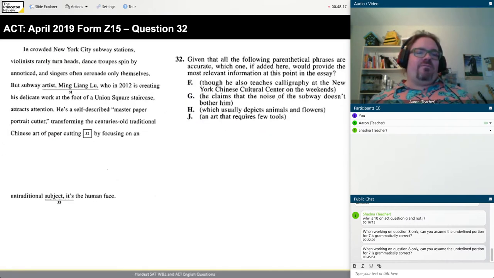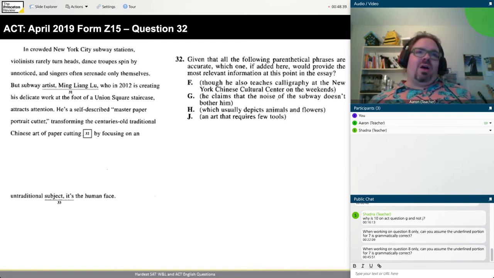And now for our final question for tonight, question 32, we're back at ACT, another ACT question, April 2019. This is once again another question type that we see this very exact type of question on both SAT and ACT.